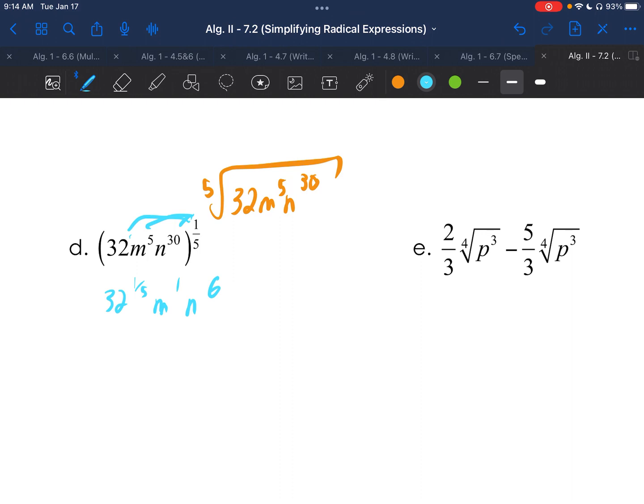So that actually already simplified all of them except for 32, where we now take the 5th root of 32, which is 2. Because 2 to the 5th power is 32. So you have 2m n to the 6th. And if you did what we did here in the orange, then you would just go through the same process we did on example A.